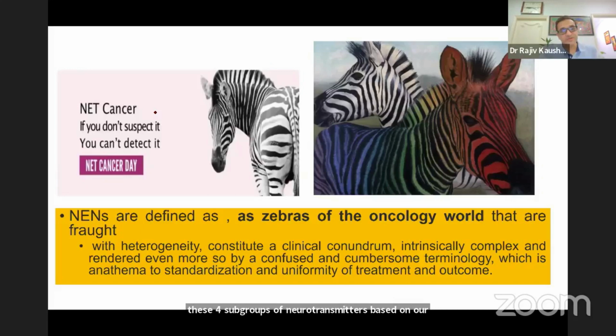The neuroendocrine tumors are called the zebras of oncology because they can show a lot of variability or heterogeneity both in the morphology as well as the clinical profile.